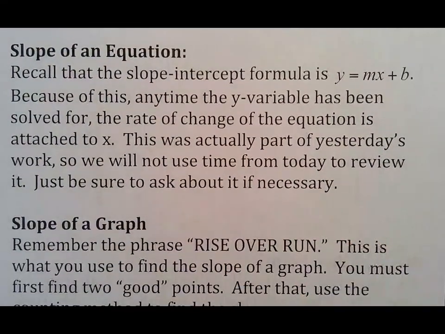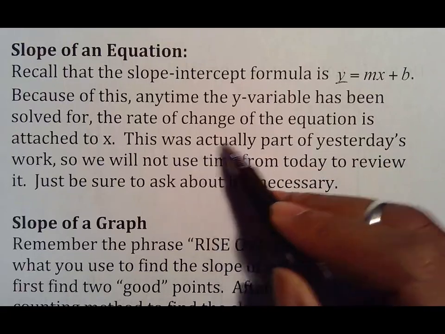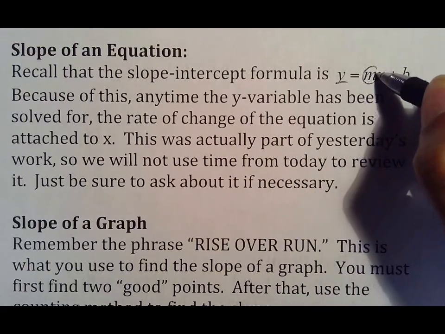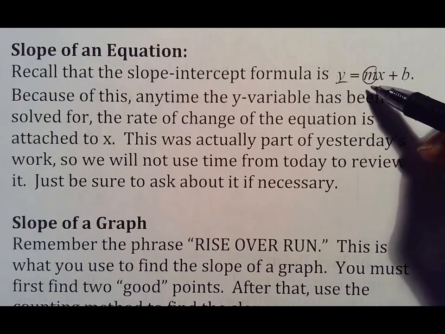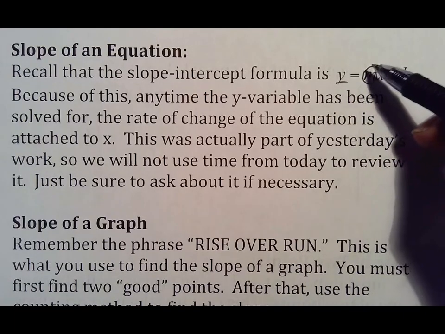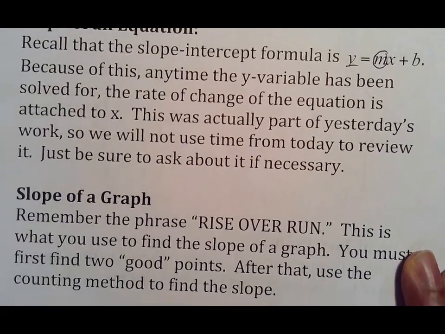If you remember that the slope-intercept formula is y equals mx plus b, anytime the y variable has been isolated, the rate of change is always the number that is attached to x. And so you can actually solve for y using the literal equation stuff that we did last chapter and take whatever number is attached to x and use that to your advantage. This was actually part of yesterday's work, so we're not going to use time today to review it. Just be sure to ask about it if necessary.